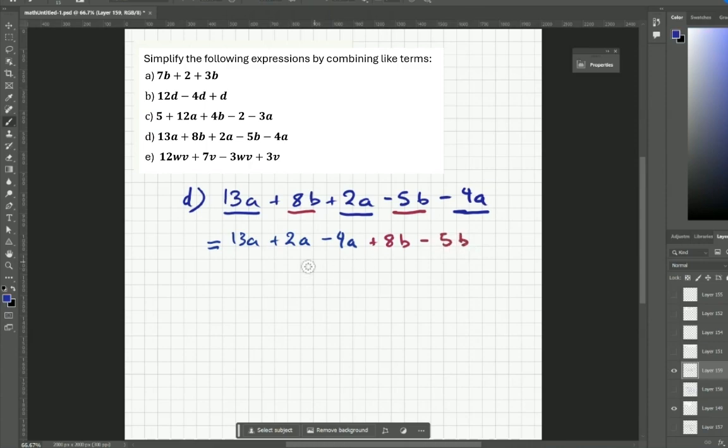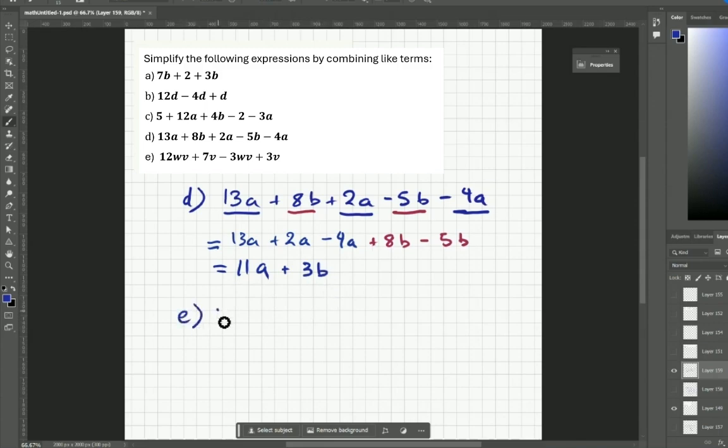So let's resolve the a's. 13 plus 2 is 15a, minus 4 is going to be 11a. 8b minus 5b is just going to be 3b, so plus 3b. And it's a much simpler expression. Now it only has 2 terms, which is why we do this.